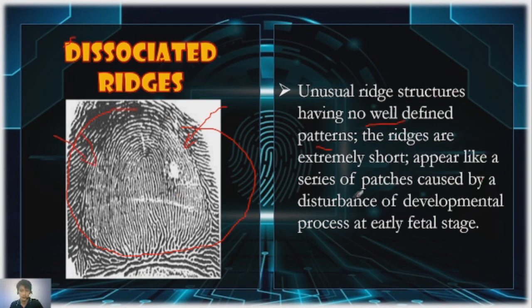It's because of the disturbance of the developmental process at the early fetal stage. Take note that the fingerprint is formed while the infant is still inside the womb of the mother. With that, we term them dissociated ridges. We cannot define a specific pattern, especially the three basic patterns that we have.